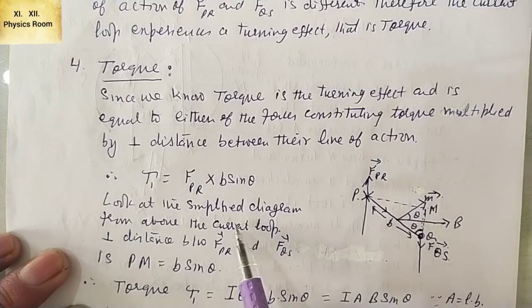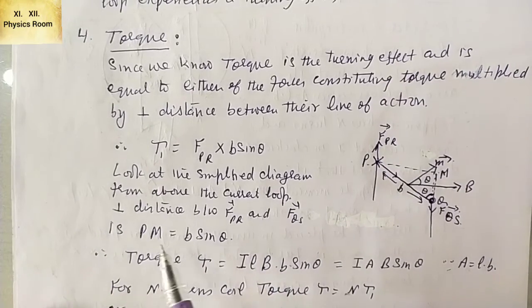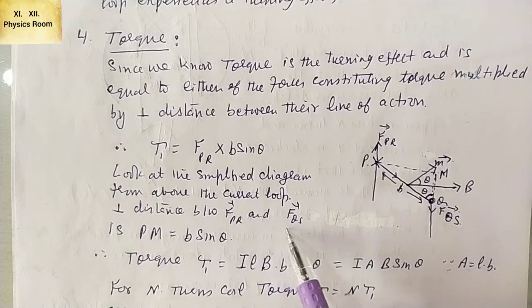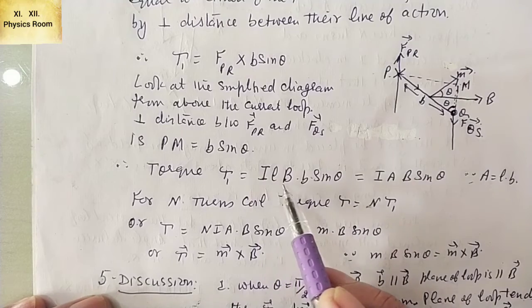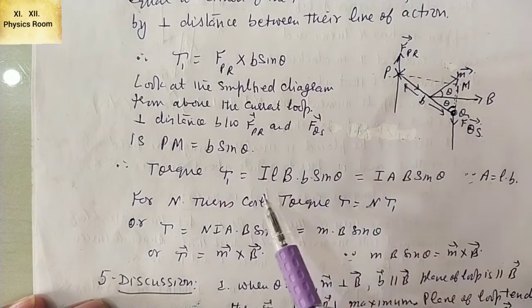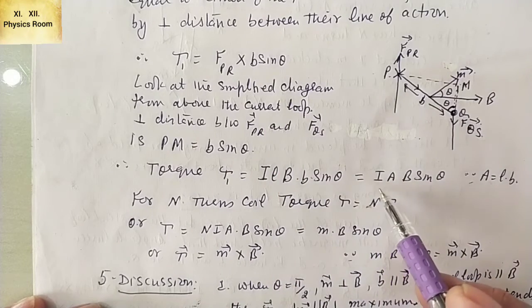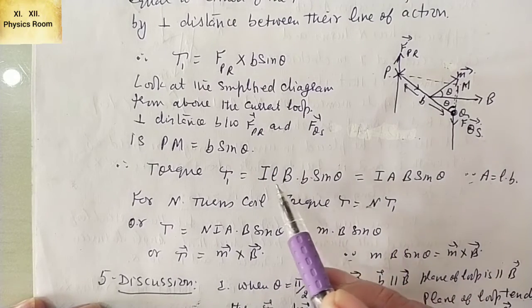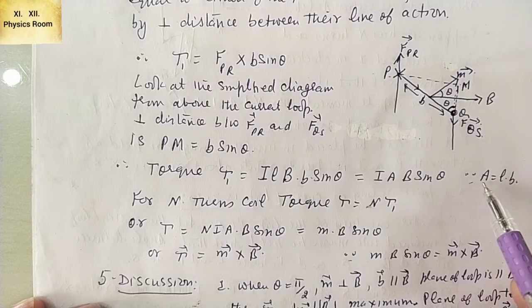So look at the simplified diagram from above, the current loop. The perpendicular distance between F_PR and F_QS is PM and it is equal to b sin theta. Therefore torque tau 1 is equal to I L B. F_PR is I L B, and b sin theta as it is. So it is equal to L and b, we put it as area of cross section, so it is equal to I A B sin theta, because A is equal to L into b.